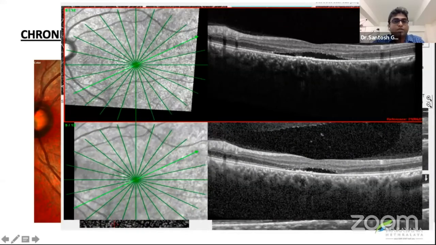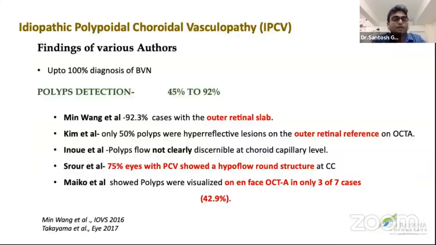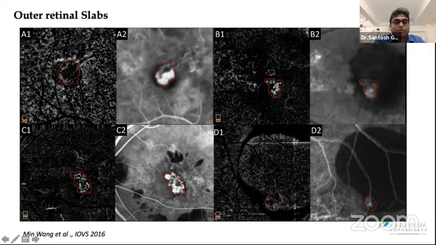A word on IPCV. PCV, it's been assumed that it can be easily diagnosed with OCTA. It's not that easy because the flow is completely different. But BVN in PCVs is 100% diagnosed, while the polyp detection rate varies across various studies. So here, if you see on ICG, it's the bulb appearance of a typical PCV. But when you look at an OCTA, it shows different pictures. Some are less bright, some are more bright, but you can see the BVN more clearly.